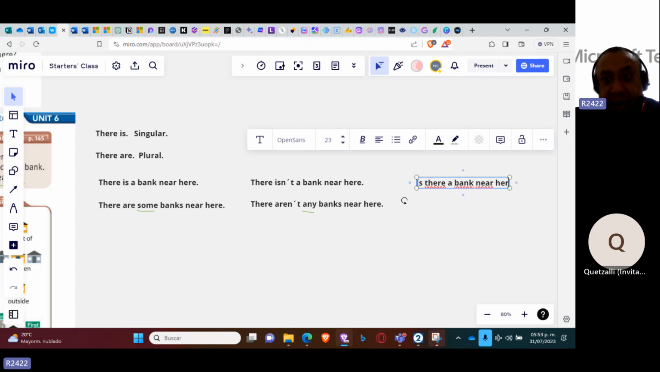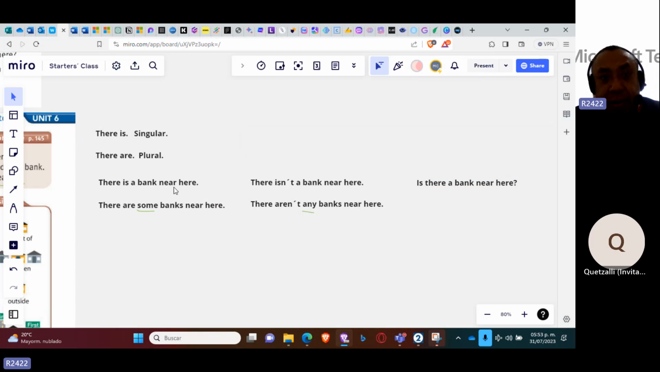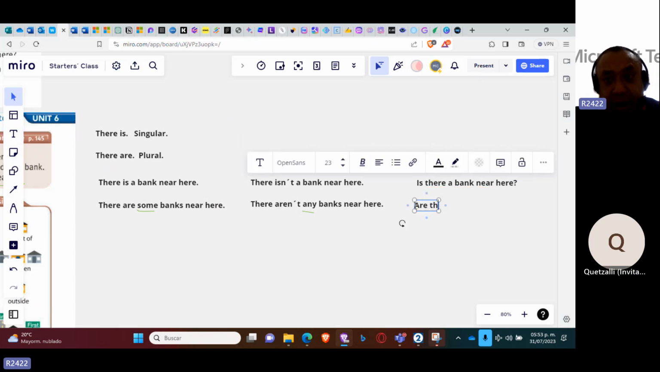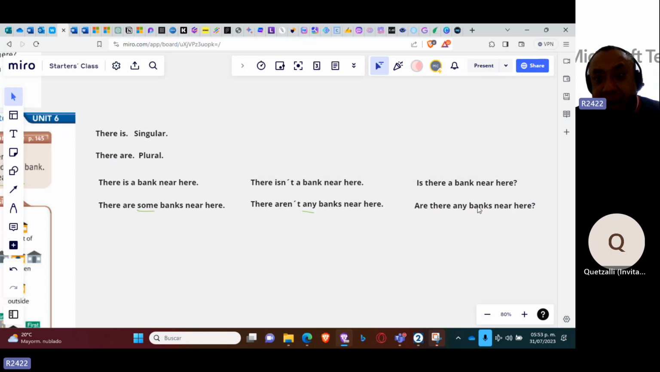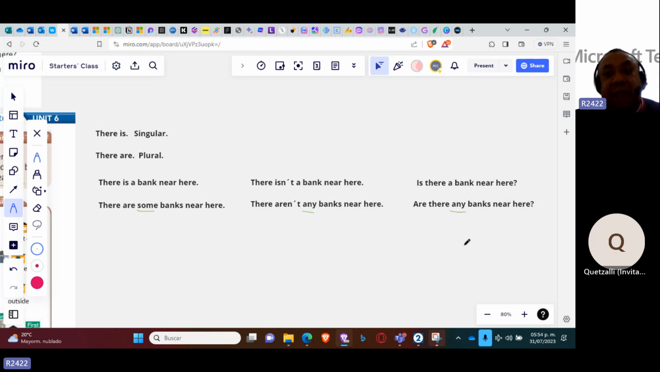Is there a bank near here? Plural. Are there any banks near here? Igual que se mira, para preguntas, mira, usamos any. Are there any banks near here? Ahí está. Okay.